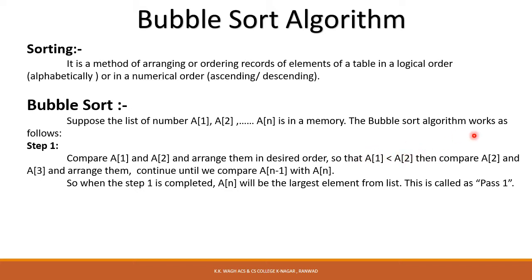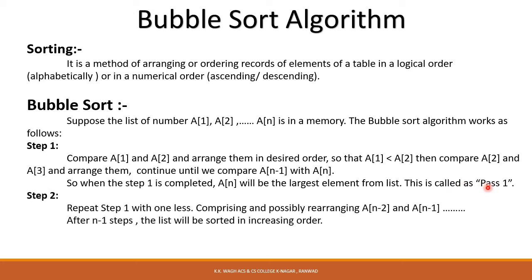Then we will compare the next two elements a2 and a3 and arrange them also, and this will continue up to an minus 1 with an. So we will arrange all of them in our desired order. If a1 is less than a2, then we keep them as it is, and if a1 is greater than a2, then we swap both elements. When step 1 is completed, the an, that is the last number, will be the largest element from the list, and this whole process is called pass 1.